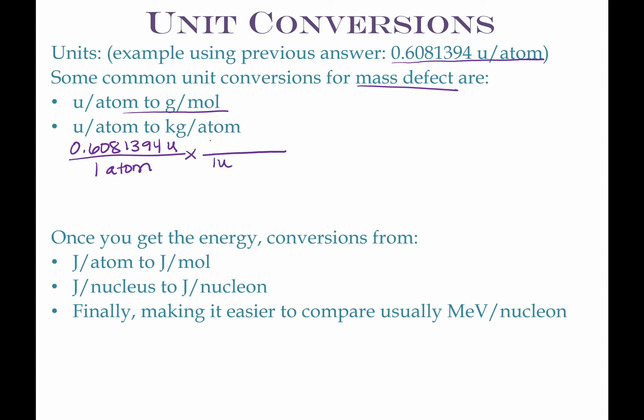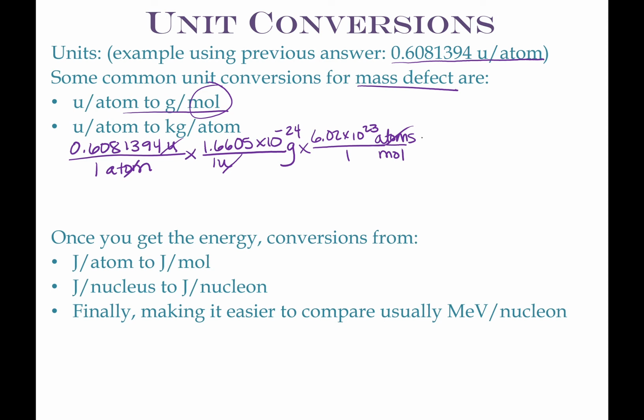One U is 1.6605 times 10 to the negative 24th grams. This is going to be given. All right, so that's a conversion factor. The U's cancel. Then we want to go per mole. So how many atoms are in a mole? Right, 6.02 times 10 to the 23rd atoms are in a mole.